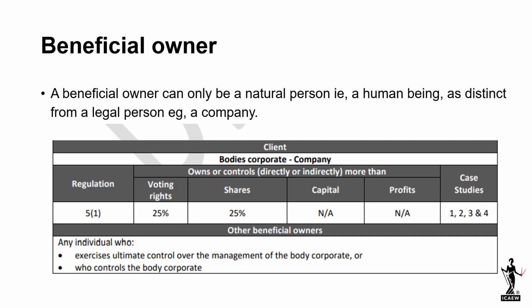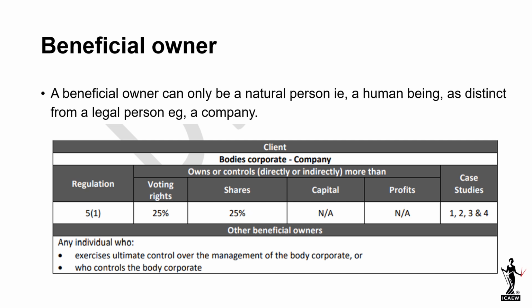Important to note that a beneficial owner of an entity can only be a natural person, i.e. a human being, as distinct from a legal person or a company. So, for example, a trust can't be the ultimate beneficial owner. You have to look at who controls the trust. But the CCAB guidance, as I referenced in the prior slide, explains to you what the beneficial owner would be for different types of entity.